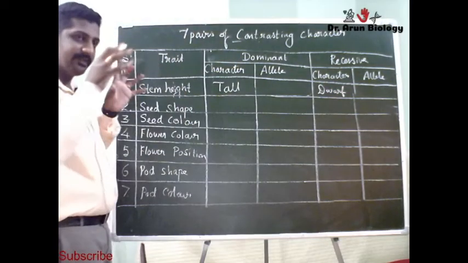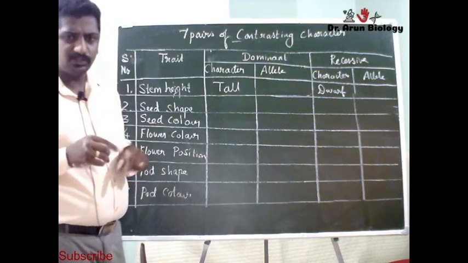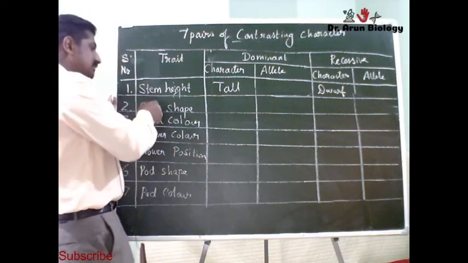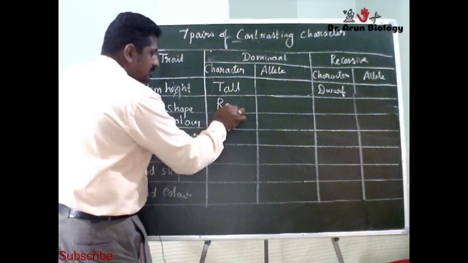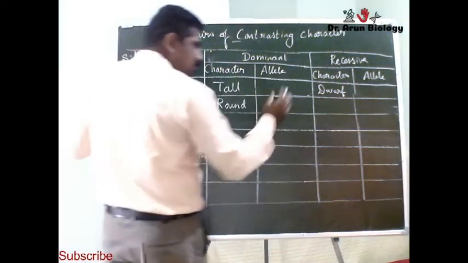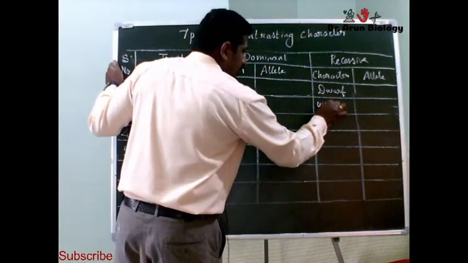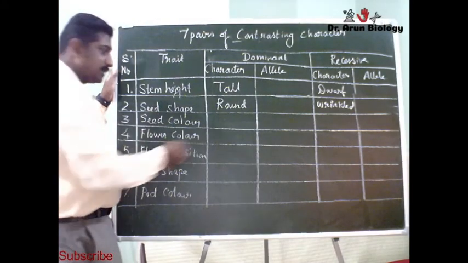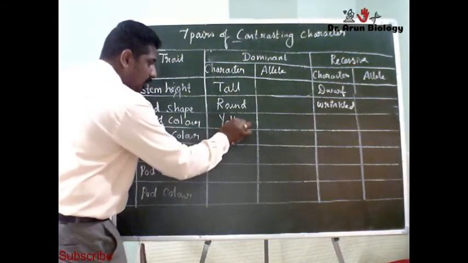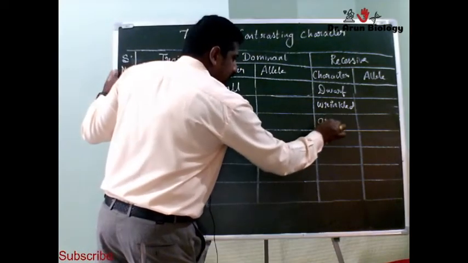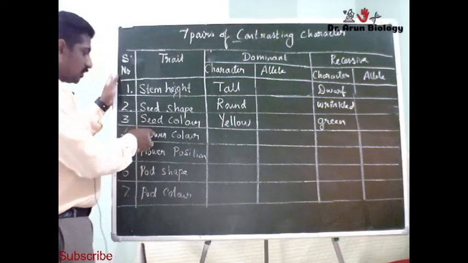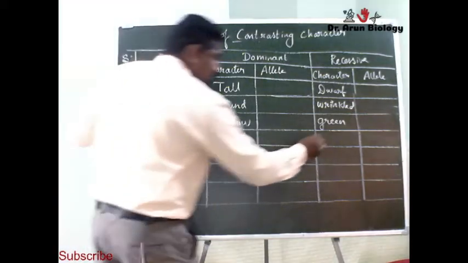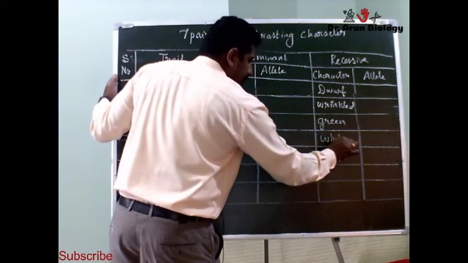Okay, how did he identify that tall is dominant, and why dwarf is not dominant? By performing a test cross. I'll tell you what a test cross is. Then seed shape: he saw that the seeds which were round were dominant, and those which were wrinkled or shrunken, we are going to call wrinkled, were recessive. Then in seed color, he saw that yellow was dominant over the green color.